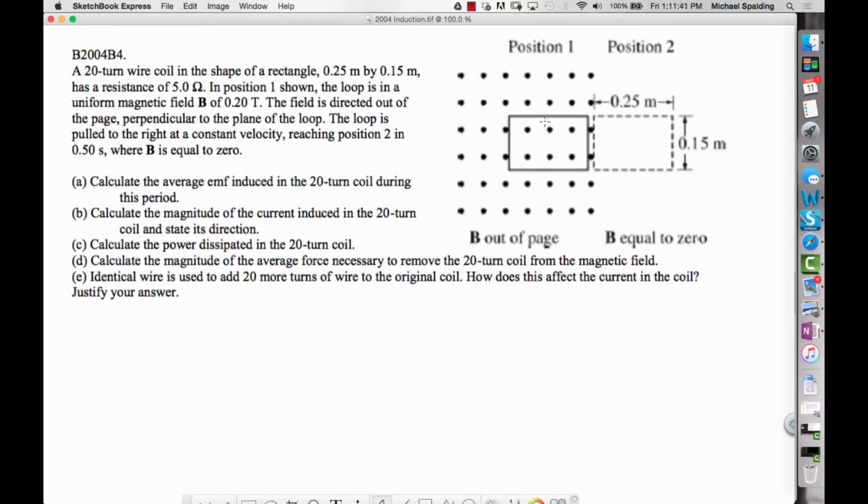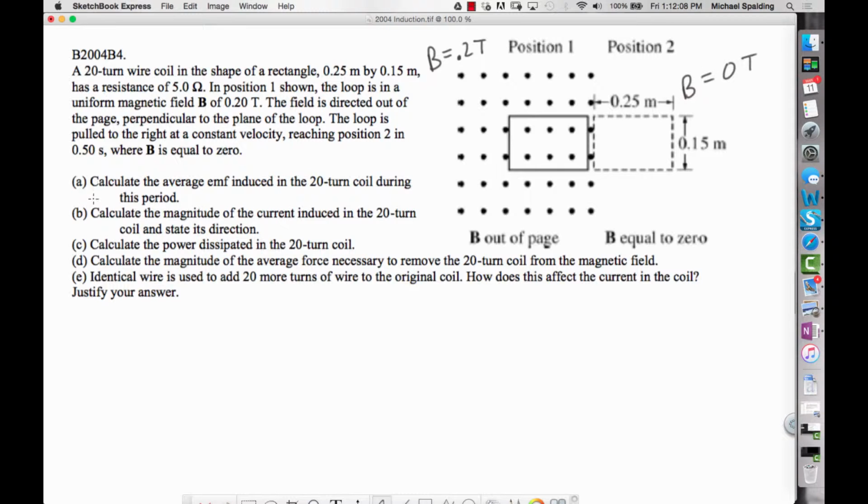Position 1, the loop is in a magnetic field which is directed out of the page. This magnetic field is 0.2 Tesla, and it's perpendicular to the plane of the loop. The loop is pulled to the right at a constant velocity, reaching position 2, coming to this position over here, in a time of 0.5 seconds, where the magnetic field is equal to 0.